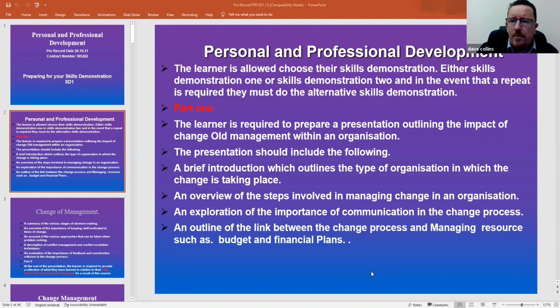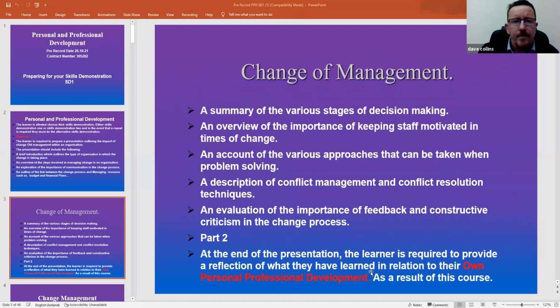So you're required to prepare a presentation outlining the impact of change management within an organization. Okay, so that's kind of thing. A brief introduction which outlines the type of organization in which the change takes place, an overview of the steps involved in managing change in an organization, and an exploration of the importance of communication in the change process, an outline of the link between the change process and managing resources such as budget and financial plans.